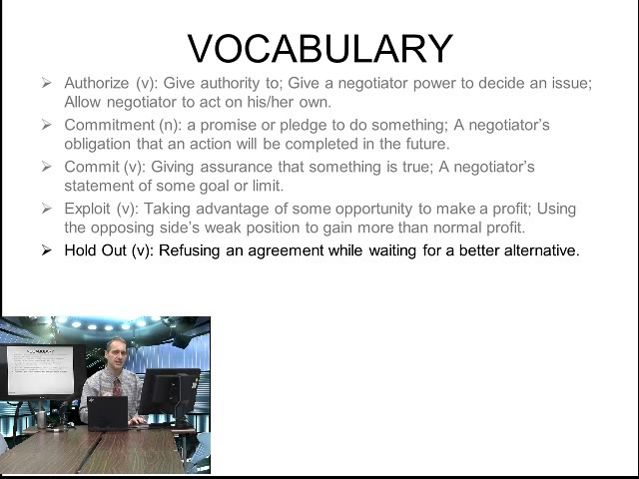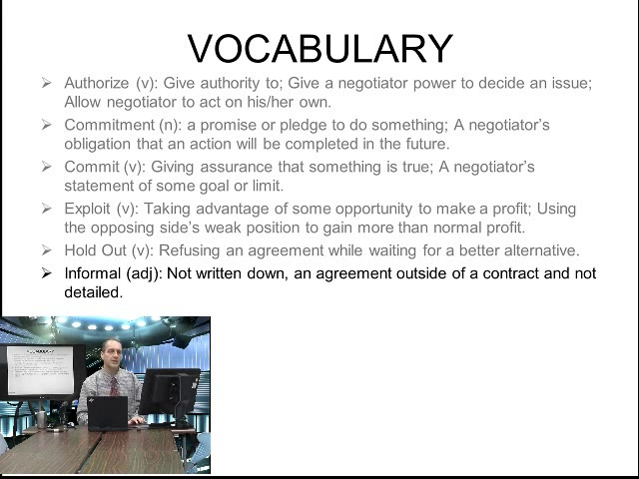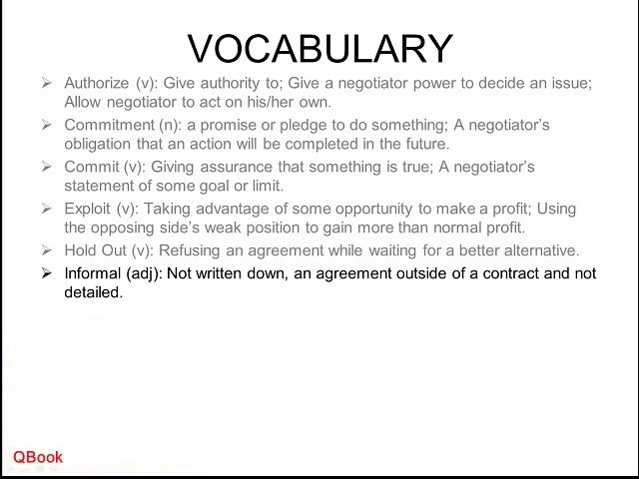Hold out means I don't give you anything. I don't give in easily. I'm going to wait until I get something better. Informal, meaning we're just talking. It's not written down. It's not a contract. It's not fully agreed to. It's informal. Often we can say when we're negotiating, can I ask you informally? That means just between us. It's not official.